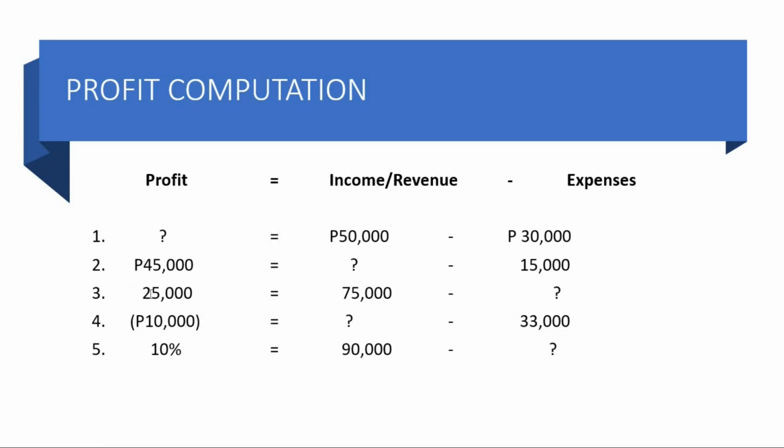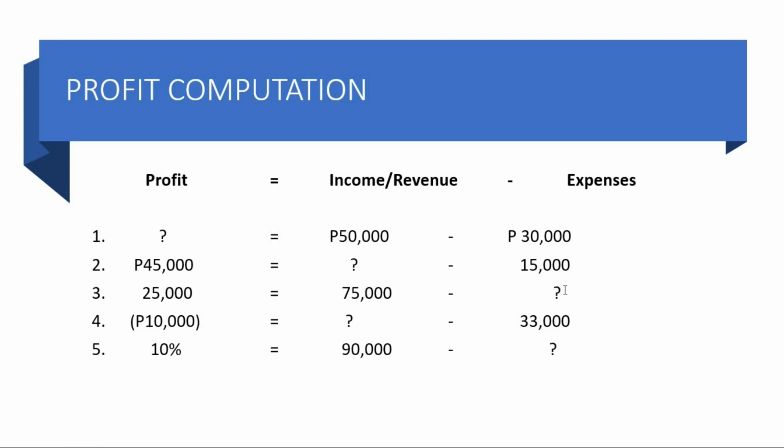Number 3. What about this one? The profit is 25,000. Your income or revenue is 75,000. So, how do we compute expense? So, malamang that's 75,000 minus 25,000. So, a total of 50,000. So, ibig sabihin, your expenses amounts to 50,000.